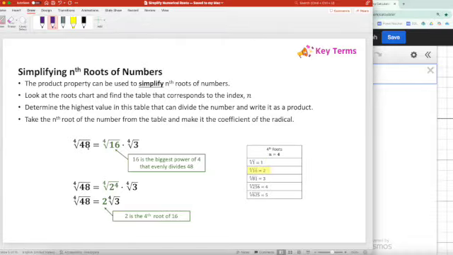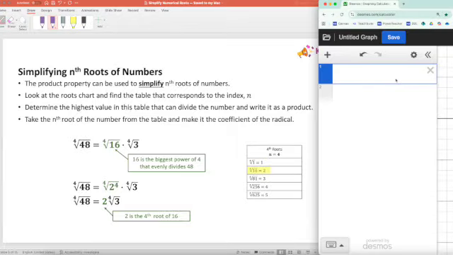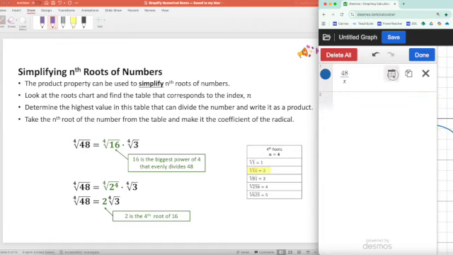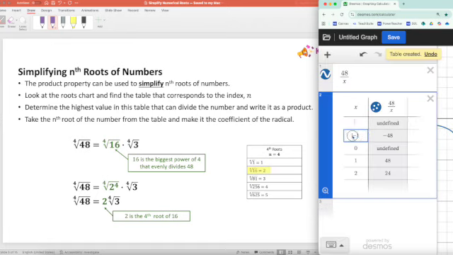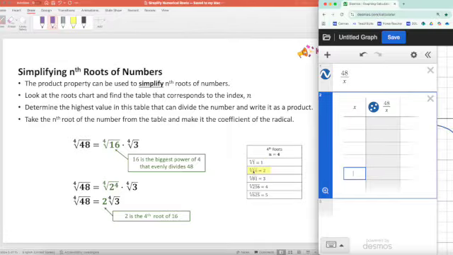So if we're simplifying the fourth root of 48, remember that the biggest fourth root that will divide 48 is going to be 16. I can find this by going to Desmos. I'm going to do 48 over x, and then I'm going to click the gear and select table. Once I delete out all these values, I can type in the values for my fourth root chart going backwards. The numbers that are less than 48, actually only 16 is. So if I type in 16, you can tell me that 16 and 3 are factors of 48.